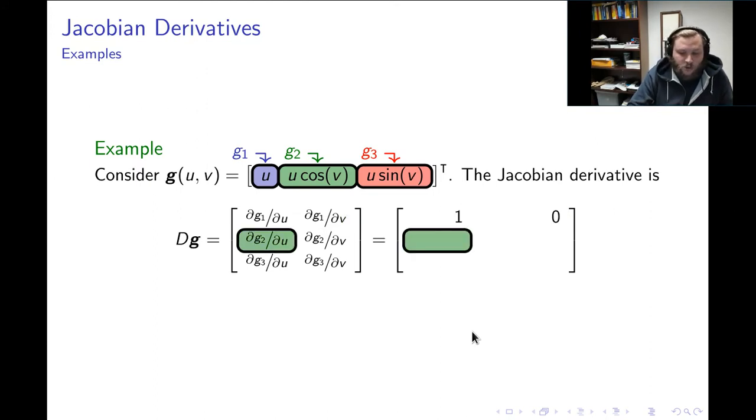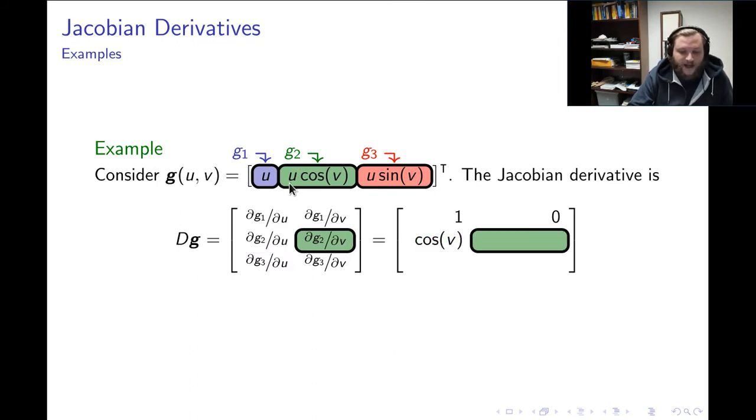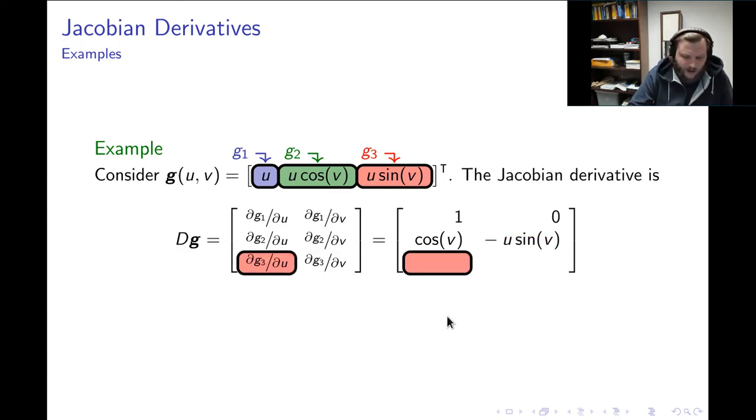In the 2, 1 entry, I'm looking at the partial derivative of g2, u times cosine v, with respect to u, well, that's equal to cosine v. And then in the 2, 2 position, I'm looking at the partial derivative of g2, which is u times cosine v, with respect to v now, which should be negative u times sine v. In my 3, 1 position, I should be taking the partial derivative of g3 with respect to u. Well, g3 is u times sine v, so the derivative with respect to u is sine v.